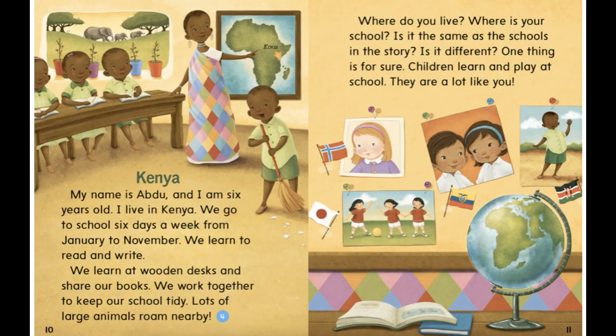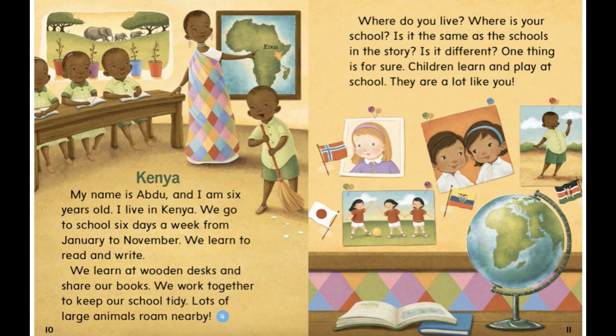Kenya. My name is Abdul and I am 6 years old. I live in Kenya. We go to school 6 days a week from January to November. We learn to read and write. We learn at wooden desks and share our books. We work together to keep our school tidy. Lots of large animals roam nearby.